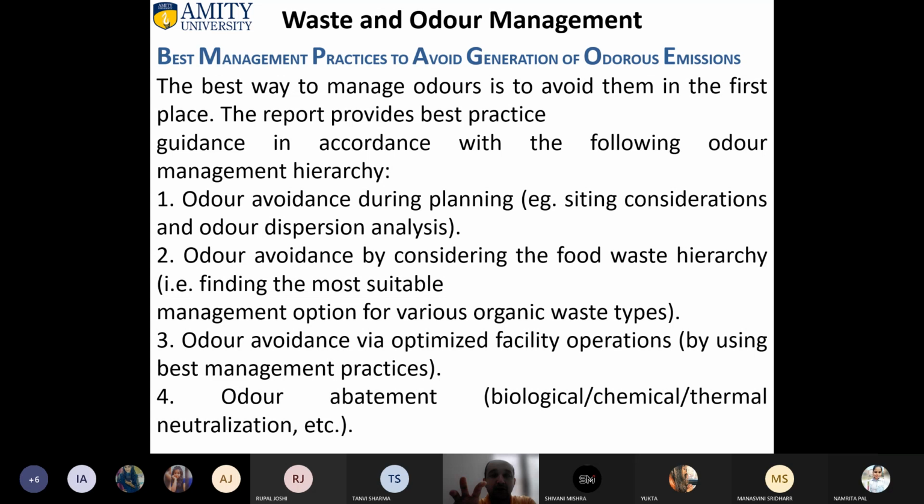So having compost is not a bad idea, but any harmful effects related to the compost are not good. It's not only the foul smell, but there can be flies, rats and rodents, and mosquitoes. A major problem can be created in that area. So they say it can be avoided during planning. Next, site consideration and odour dispersion analysis. Dispersion means how the odour is spread out, how it is coming up.